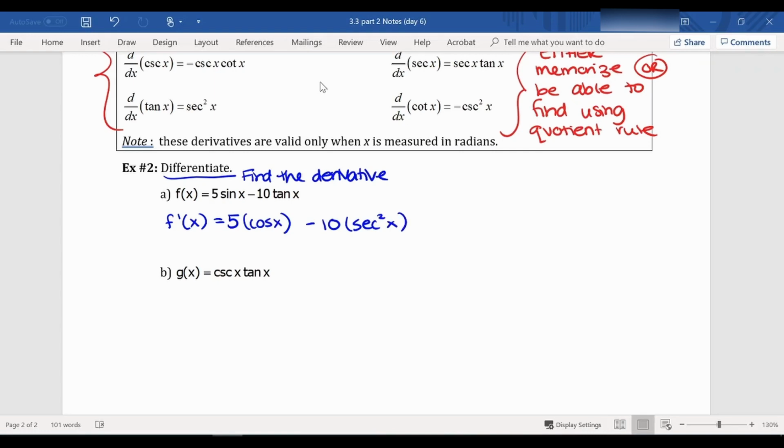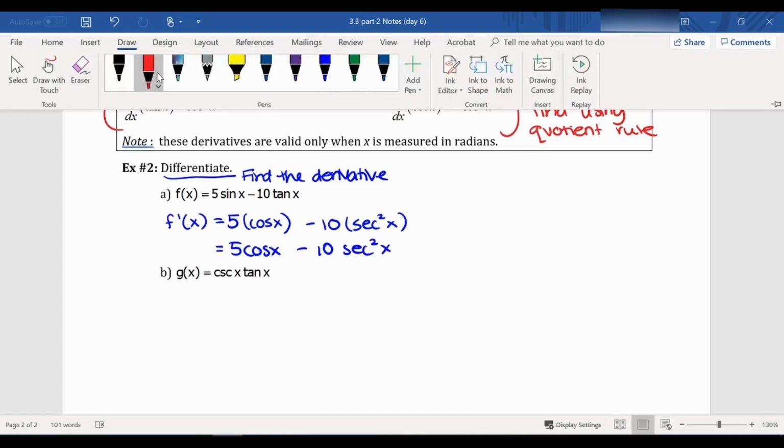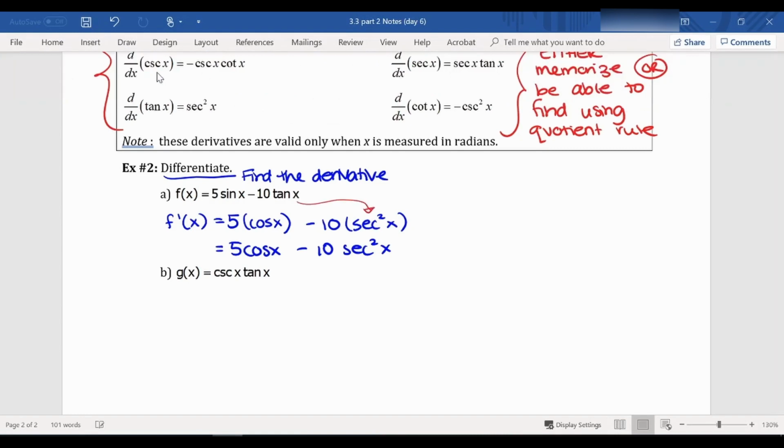Okay. You don't need the brackets. You can just write this as 5 cosine x minus 10 secant squared x. I just wrote the brackets so that you could see that the derivative of tangent is secant squared and the derivative of sine is cosine. Okay. No simplifying that needs to be done here. We just leave it like this.